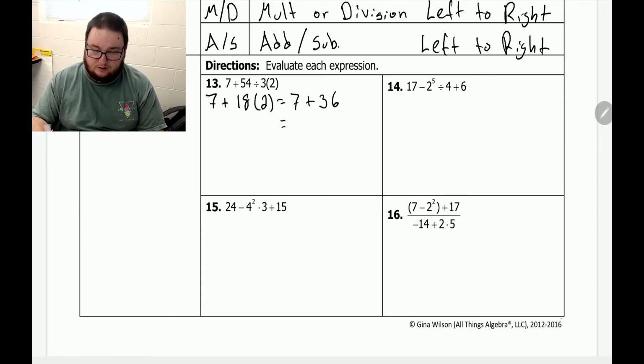And now, since we're done with multiplication and division, we can work on just the addition. So what's 7 plus 36? Well, you should say that's 43. And that's going to be your answer for number 13.